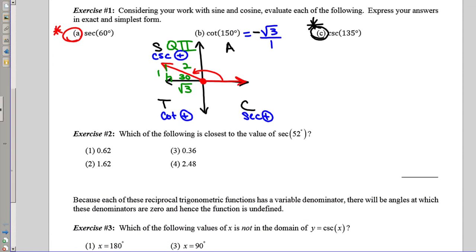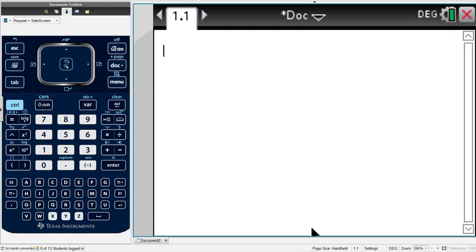All right, so the next exercise is asking you to evaluate secant of 52 degrees, and 52 is not one of our special right triangle values, so it's not going to give you an exact answer, which is why the choices are decimal choices. I am just going to remind you about how to make sure that your calculator is in degree mode, and then you can do that question either at home or in class tomorrow.